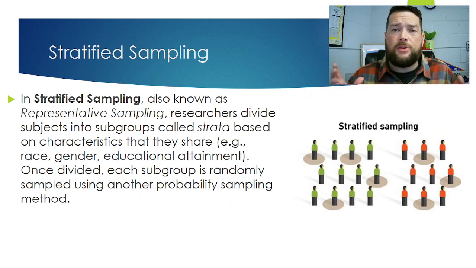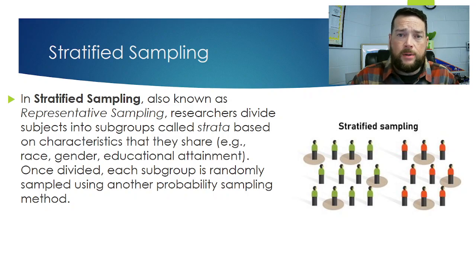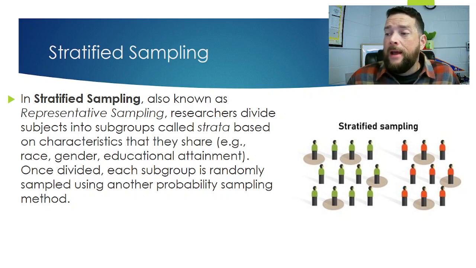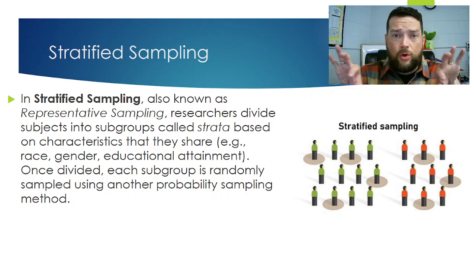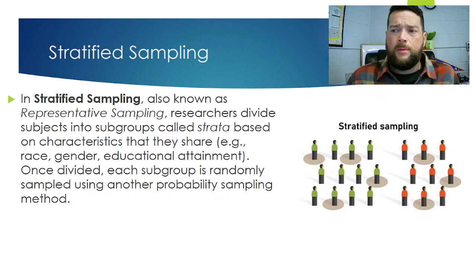Stratified sampling and cluster sampling are really closely related. Stratified sampling breaks up the population based upon some kind of characteristic that people share in common, whether it's race or gender or academic ability or background or some other characteristic that they have in common. We separate them into those groups and then we randomly select from each group the individuals that we're going to have for the sample.